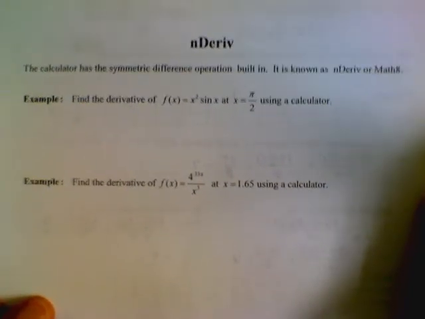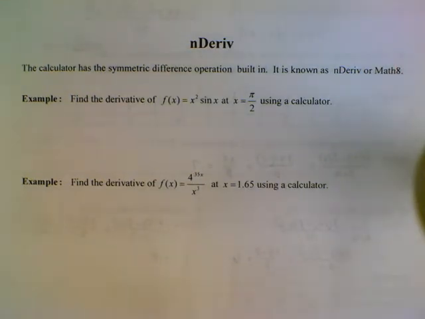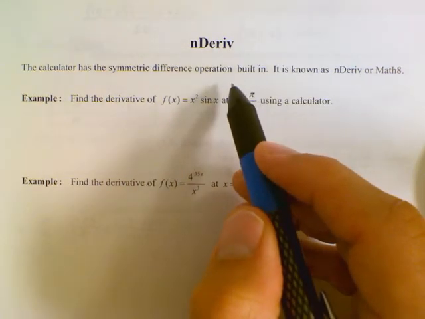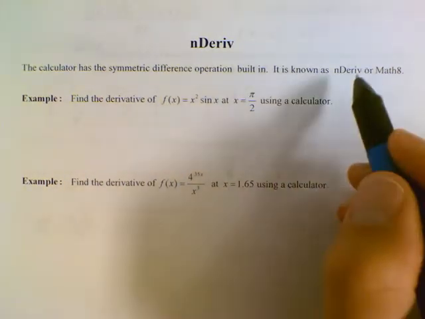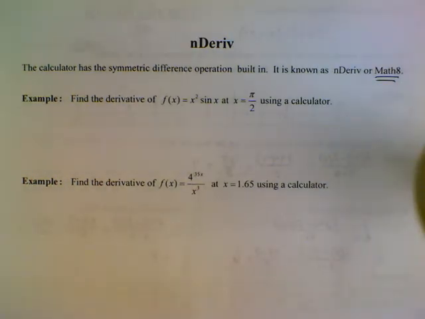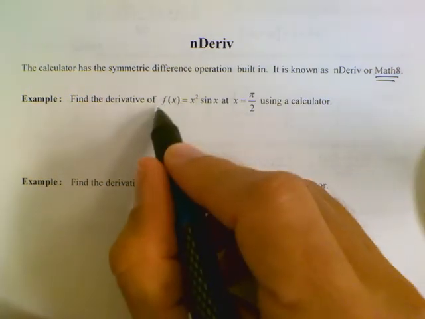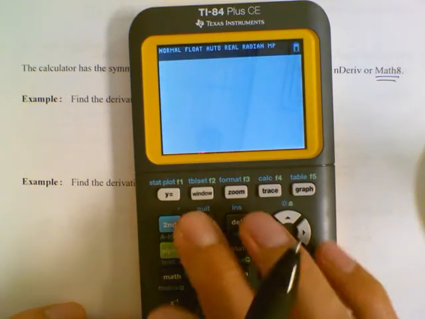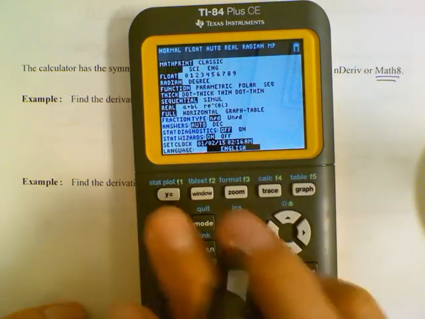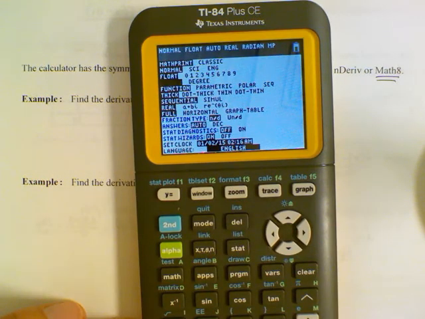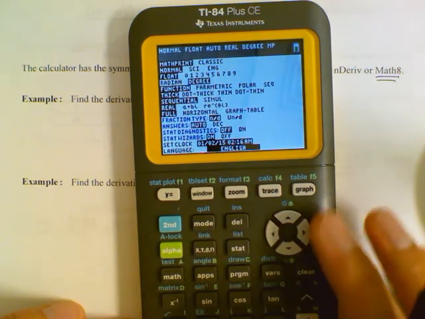Now, there is a function on your calculator that you will want to have handy. Okay? The symmetric difference operation is built in to your TI-84. It's known as nDeriv. I like to call it Math 8. Okay? So what we want to make sure of is that your calculator in calculus is always in the radian mode when you're using trig. Mine is in radian mode. If that's not highlighted, you would just push enter on that.